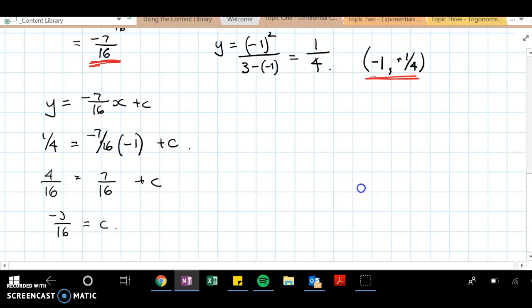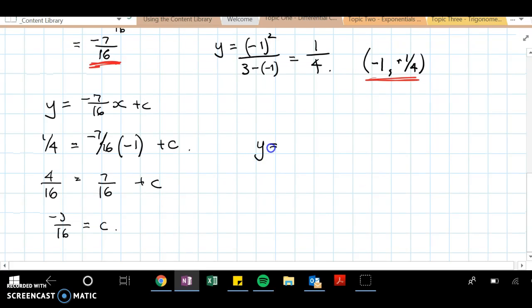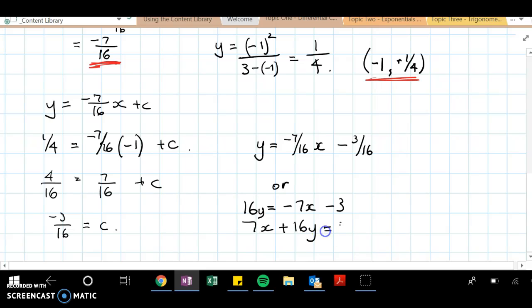So our equation for that tangent ends up being y equals our gradient of negative 7 on 16 lots of x, take 3 lots of 16. Or the textbook sometimes will write that in the alternative form. Either of these two forms is fine.